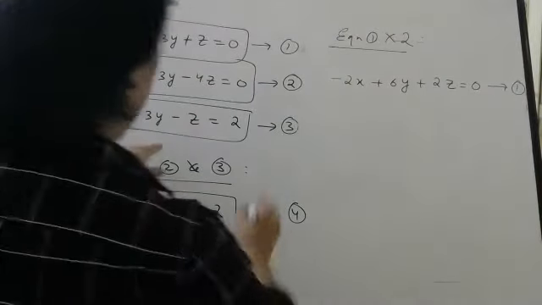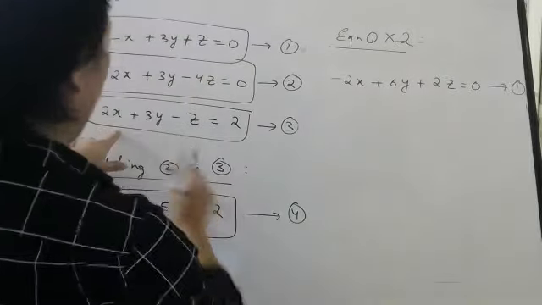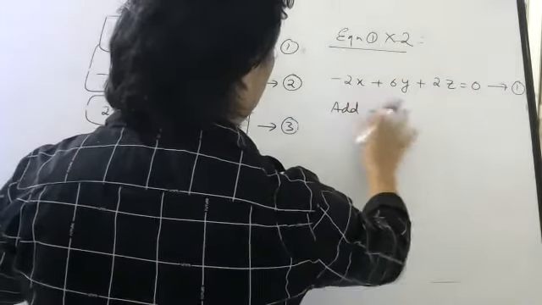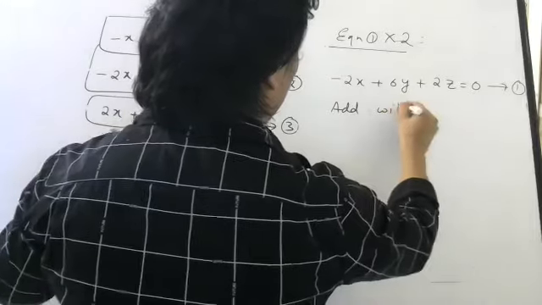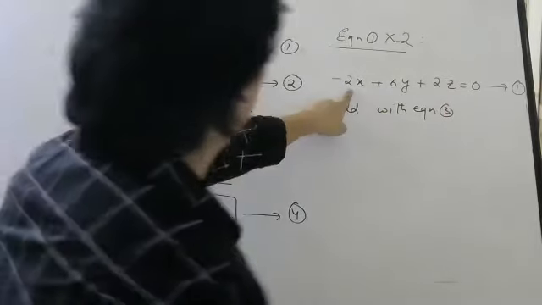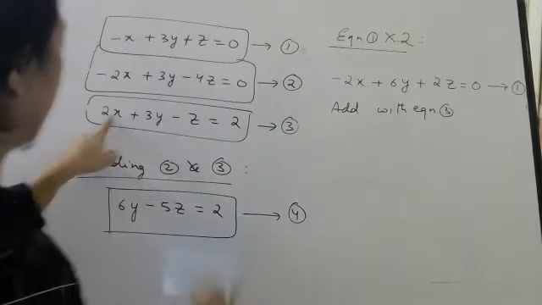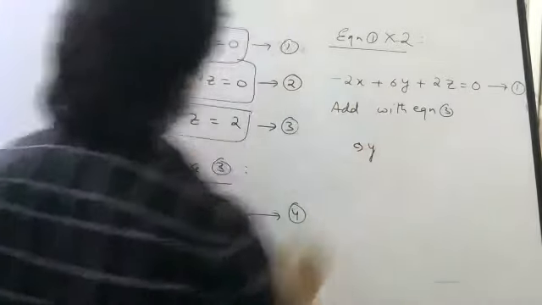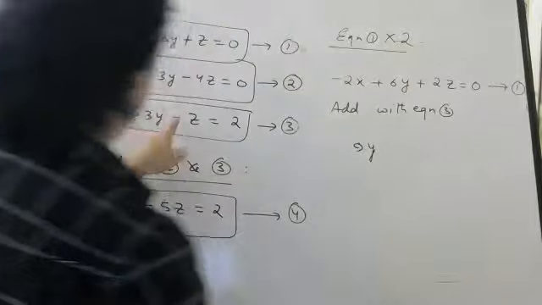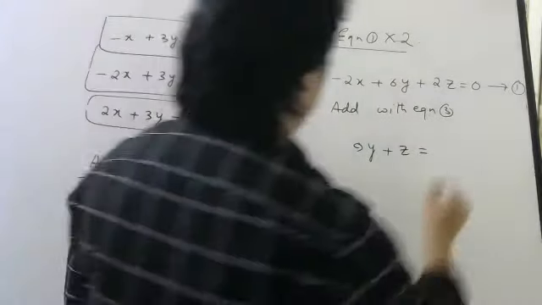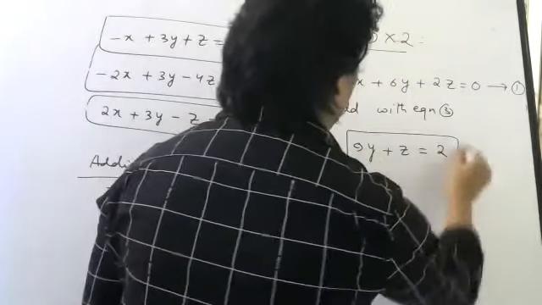Then what you do, this new equation here, you add with equation 3. What will you get? Minus 2x plus 2x cancel. 6y plus 3y, 9y. Plus 2z minus z, plus z, equal to 0 plus 2, 2. Equation 5.